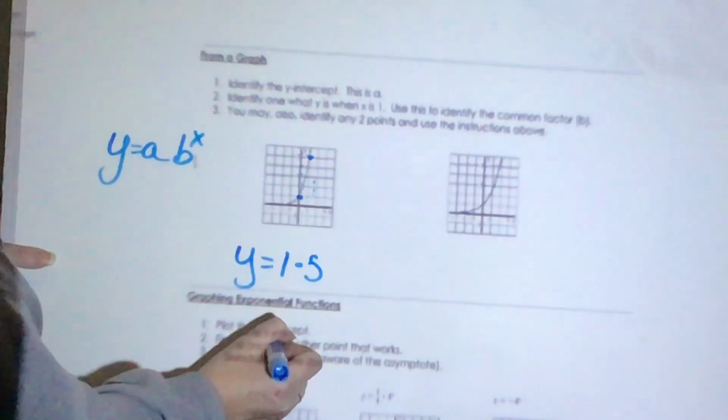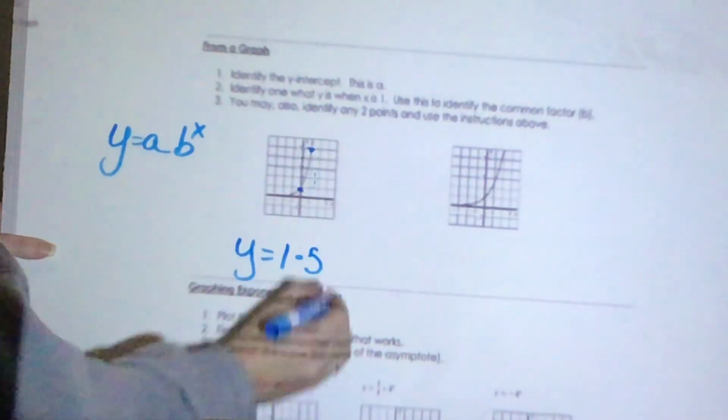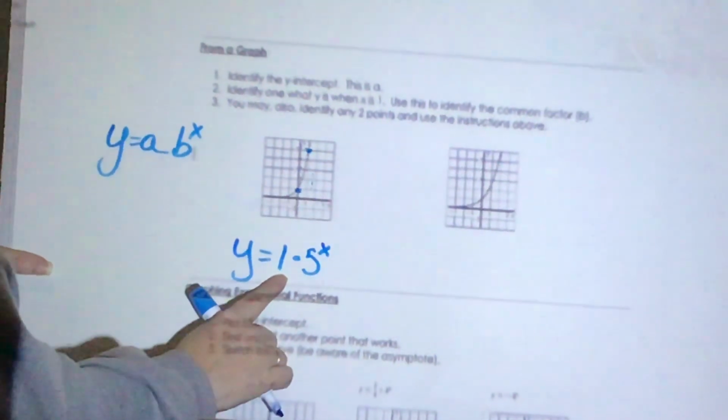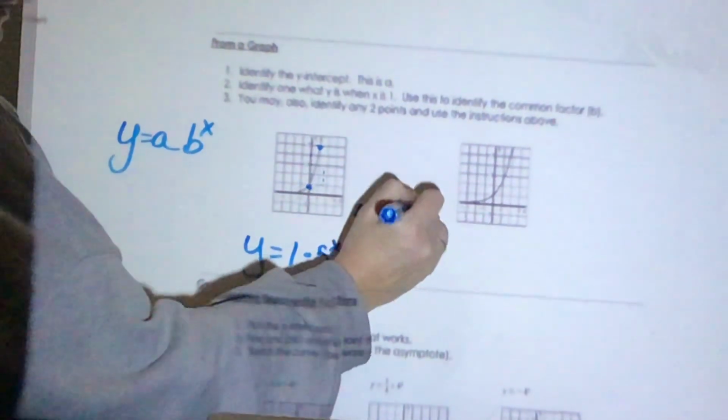So that's the b number, because that's what 1 was multiplied by, 5, to get to 5x. Now this 1 doesn't actually have to be there because it doesn't change the equation, so you can write y equals 5 to the x power.